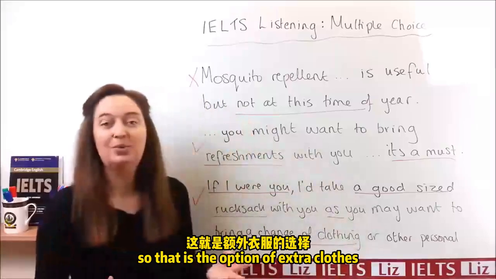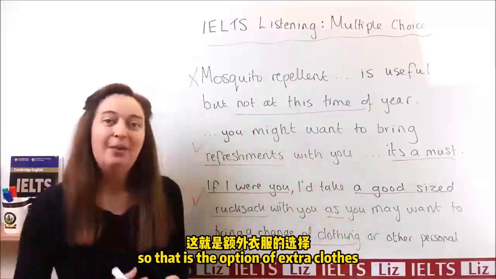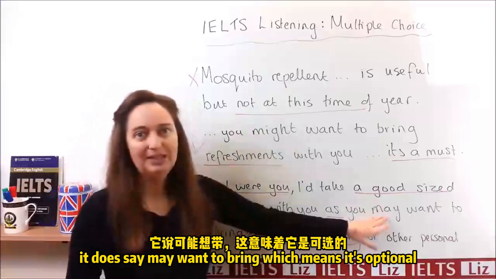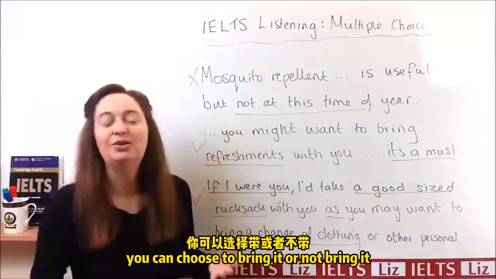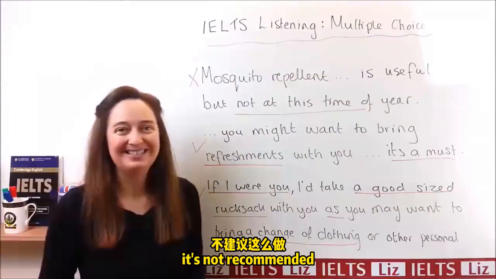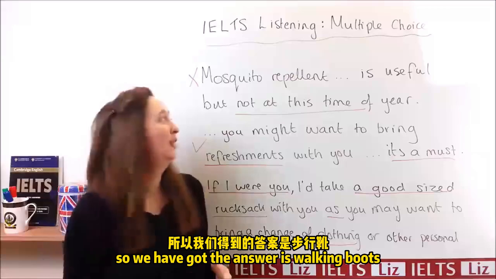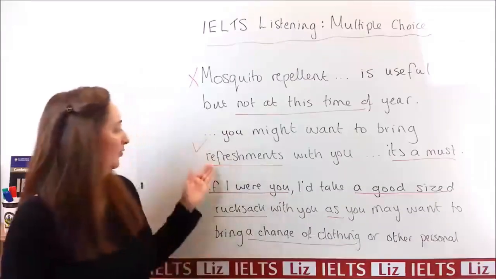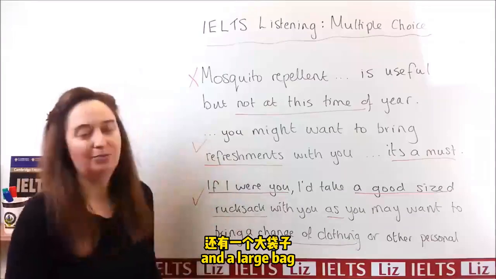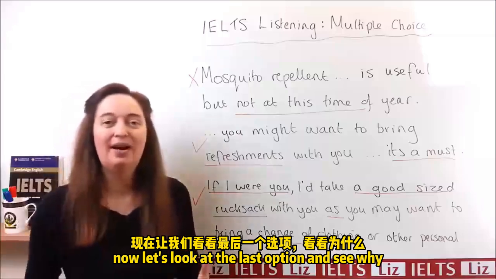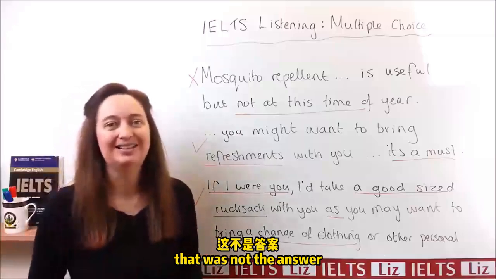So that is the option of extra clothes, but it does say may want to bring, which means it's optional. You can choose to bring it or not bring it. It's not recommended. So the answer is walking boots, food and drink, and a large bag. Now let's look at the last option and see why that was not the answer.